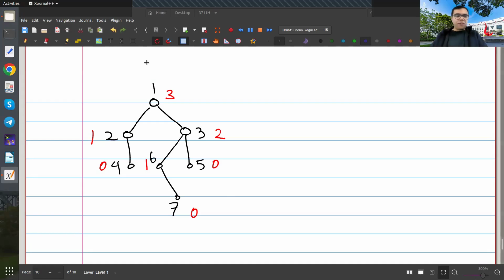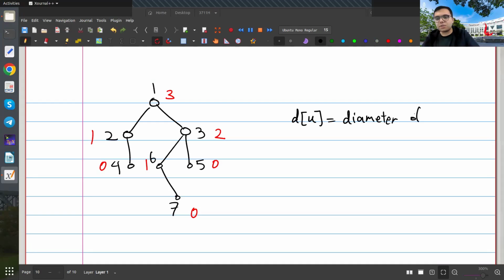And now I want to find the diameter. So here's the thing. Let's do something similar to before. Let's say d of u is the diameter of the subtree rooted at u.